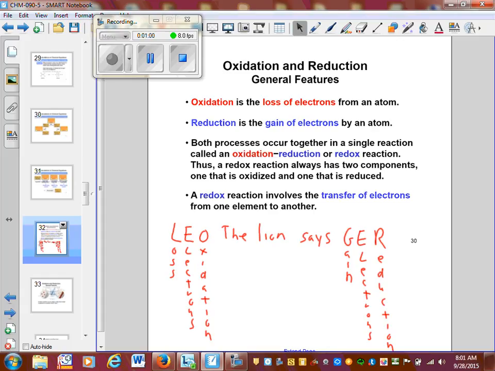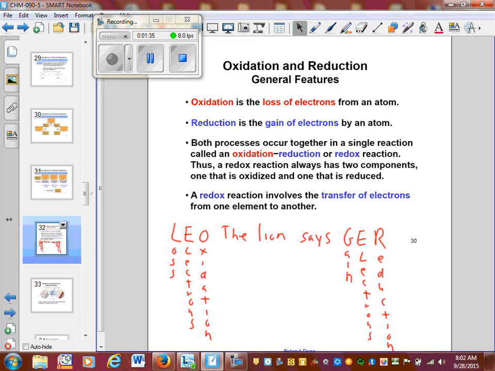Oxidation normally is the loss of electrons from an atom. Reduction is gain of electrons by an atom. You have to have both of these together. You can't have one without the other. So you already have oxidation, you have reduction. If something's losing electrons, something has to gain the electrons. Short version of them are called redox equations.